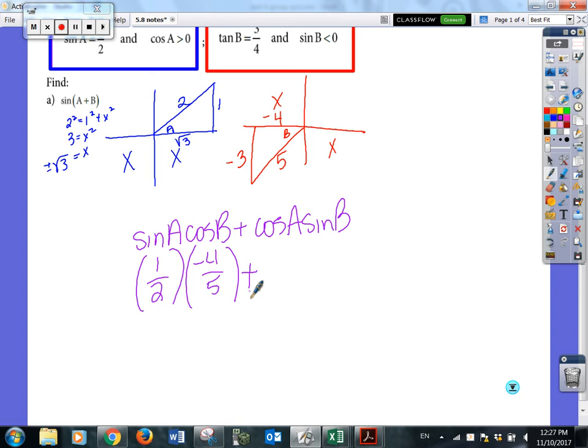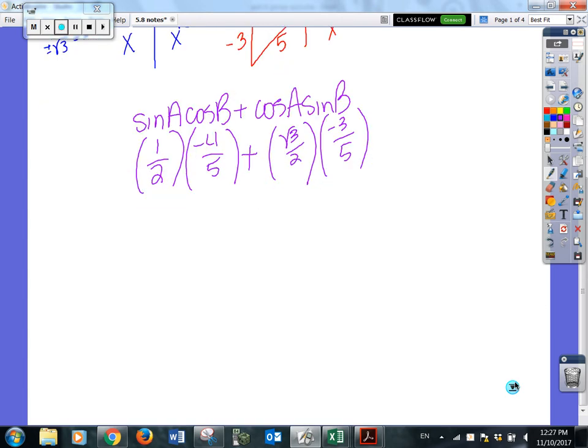Cosine of A, back to this triangle, √3/2. And sine of B, back to this triangle, -3/5. So now we just multiply and combine like terms.